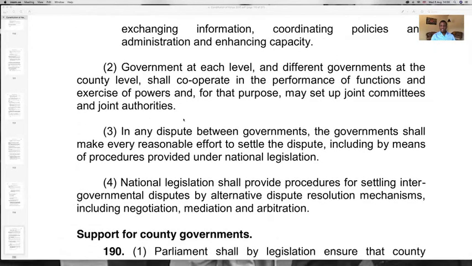And then these governments also shall cooperate in the performance of functions and exercise of powers for that purpose, and may set up joint committees and joint authorities, that we can have members from the county government and members from the national government coming together to sit together and to agree on certain issues affecting the country as well as the counties. Conflict of laws.